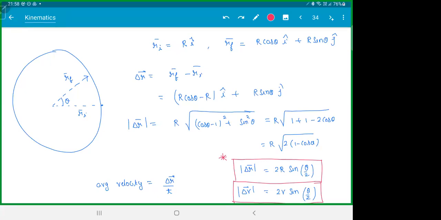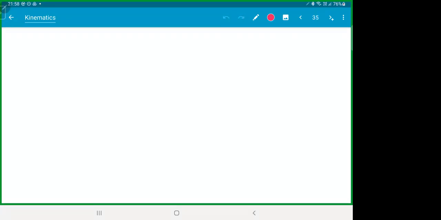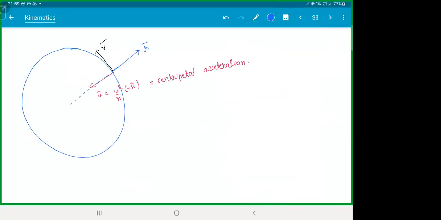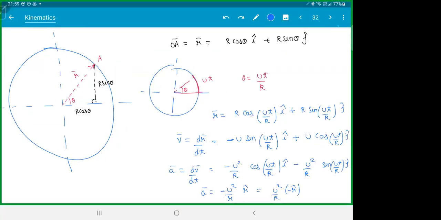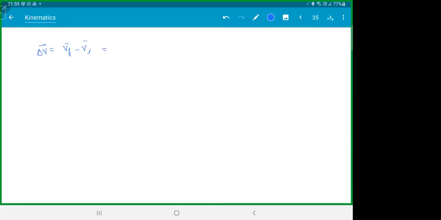Clear? What about this dr by dt and stuff? So I can do the same thing with change in velocity also. Change in velocity will be v final minus v initial. If you take the v final from here, you get the same stuff. Minus u sine theta i cap plus u cos theta j cap minus u j cap.